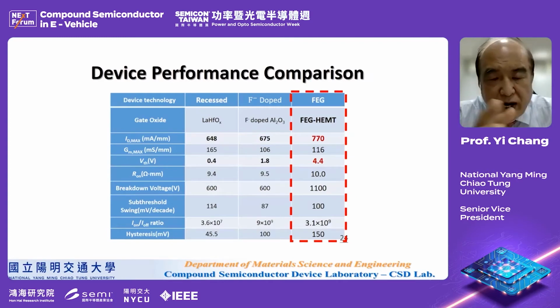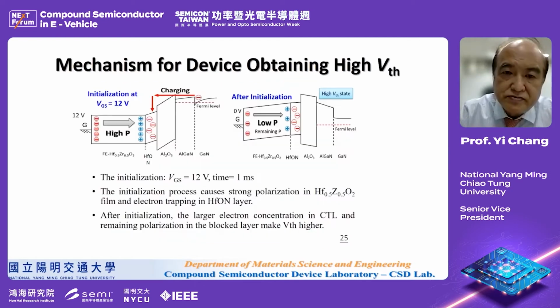We have tried to manufacture the recess device, the fluorine-based device, and ferroelectric gate devices. The ferroelectric gate device usually can get very high current because the layer is not touching the channel. So you can simultaneously get a very high current, high VTH and high breakdown voltage using this approach.